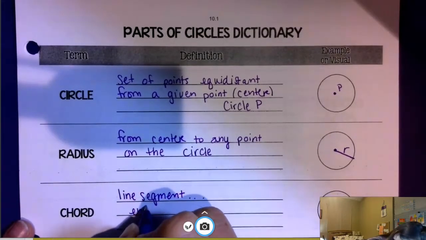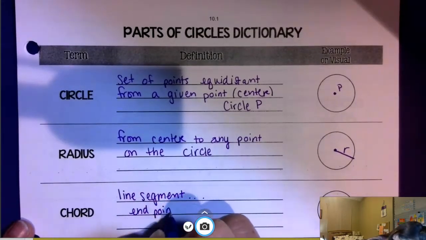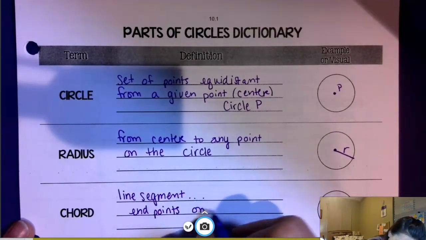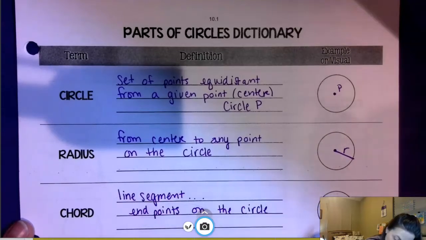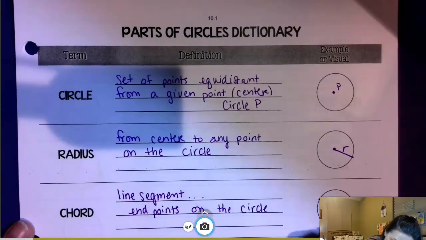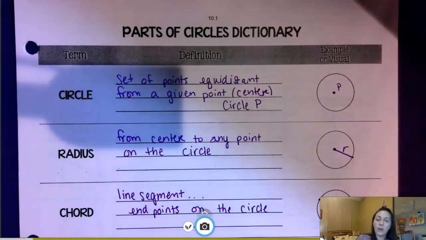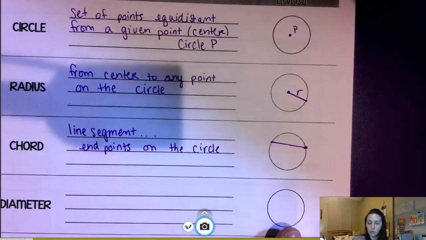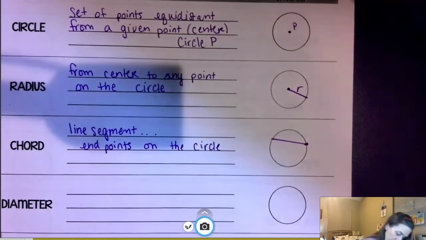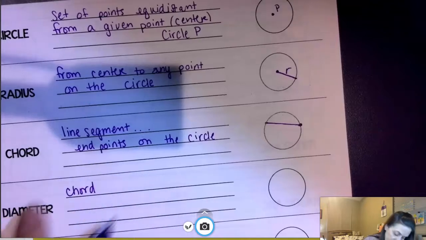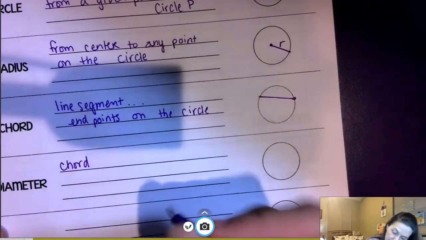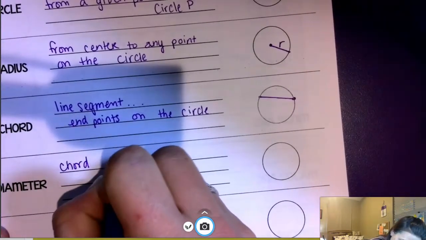Line segment. Endpoints are on the circle. So again, you can start anywhere. Now, it doesn't have to go through the center. If it goes through the center, right here I would have a chord. So this diameter is still a chord, but it's a chord that goes through the center.